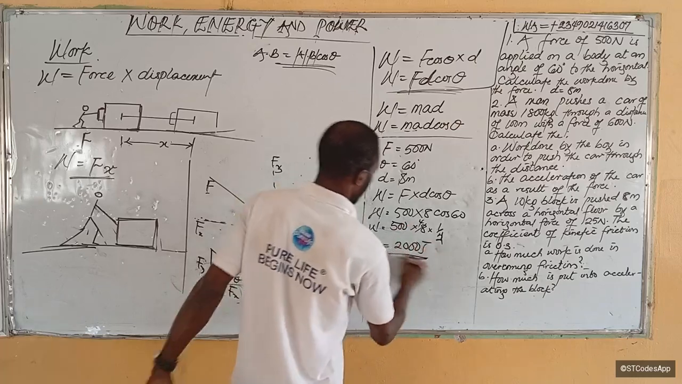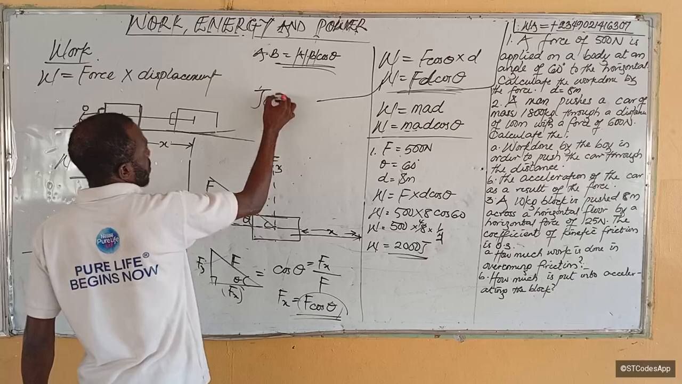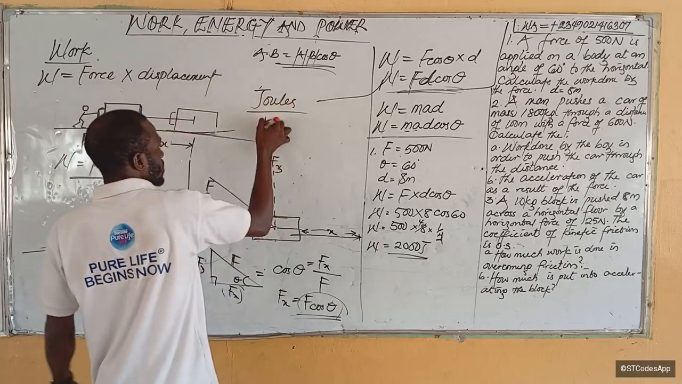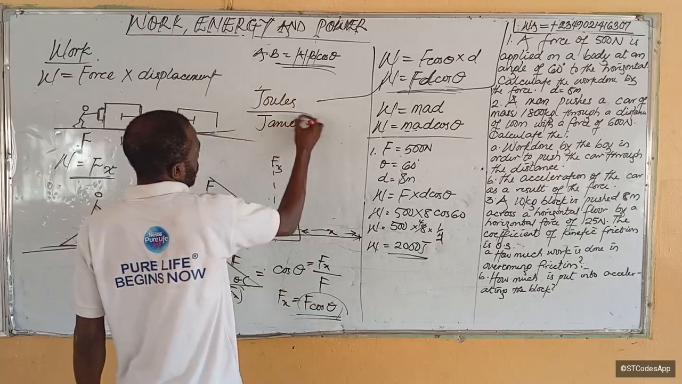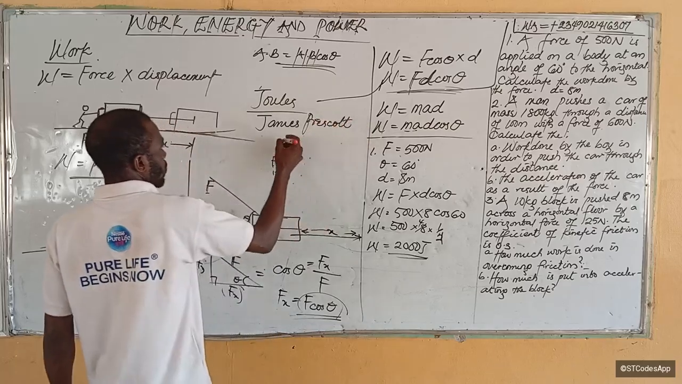So joules, sorry. The unit of work done, I didn't say, is also joules, okay? The unit of work done and energy is joules. It's named after James Prescott Joule.